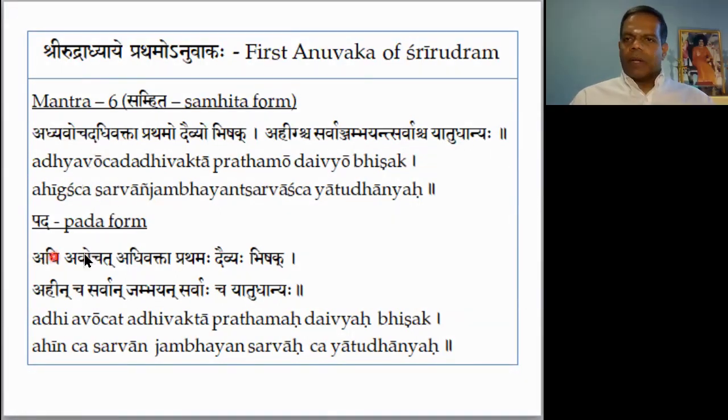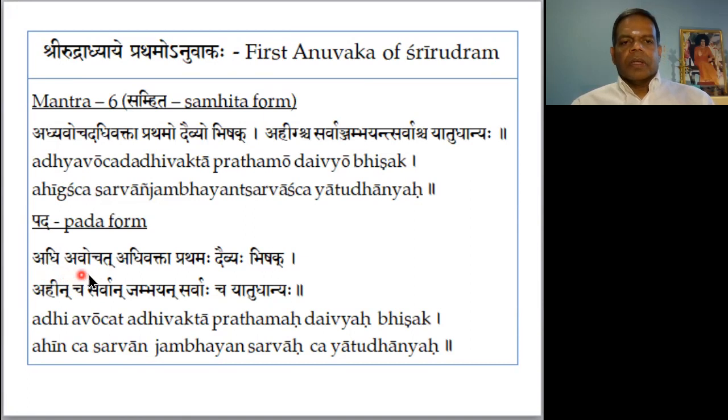Now let's look at the pada form, that is each individual word separated so that the sandhis are all broken up. 'Adhi', 'avochat'. This 'adhyavochadadhivakta', there are three words which I have split it as. This is 'adhya vochat'. This is 'adhi avochat'. So as you can see, the 'i' and 'a' have become 'ya'. So that's how you get 'adhya'.